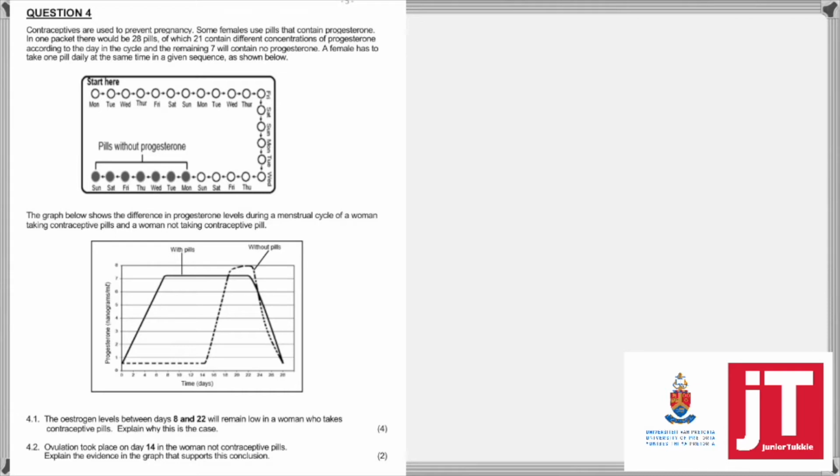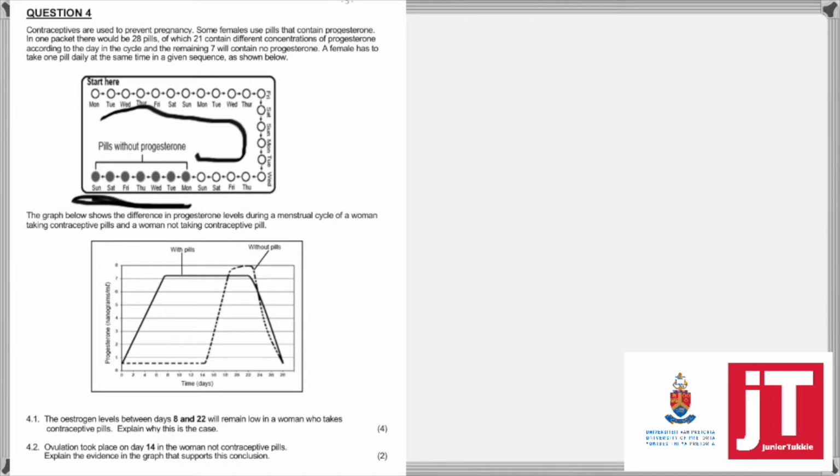So contraceptives are used to prevent pregnancy. Some females use pills that contain progesterone in one packet. There would be 28 pills, of which 21 contain different concentrations of progesterone, as you can see here. So the woman will take the progesterone pills, and the first 21 tablets have progesterone. The last 7 have no progesterone. And a female will take one pill at the same time in the given sequence as shown.